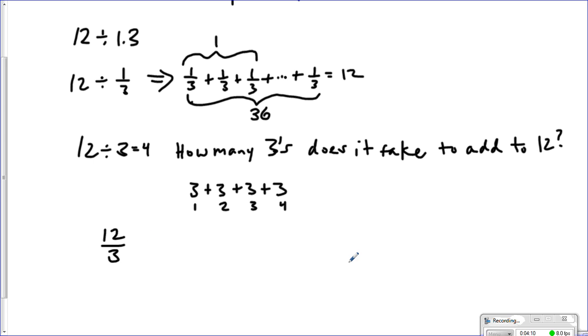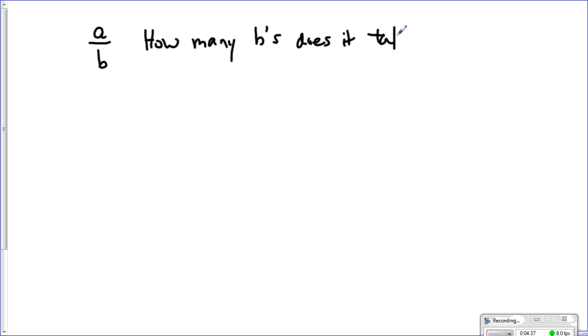Now, if we're talking in general, A divided by B, I don't want to think about dividing A into B groups. I want to think about the question: how many B's does it take to add to A? That is the best way to think about division. How many of what you're dividing by does it take to add up to what you're dividing into?